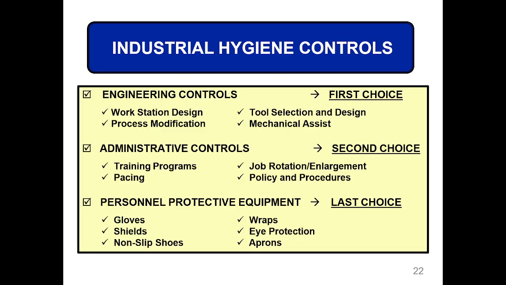So we'd look at industrial hygiene controls or hazard control methods: engineering controls, workstation design, process modification, tool selection and design, mechanical assistance. So that would be the first choice. Engineering controls always are the first. For example, using machine guards. So meaning you've already cut off the exposure to a hazard.